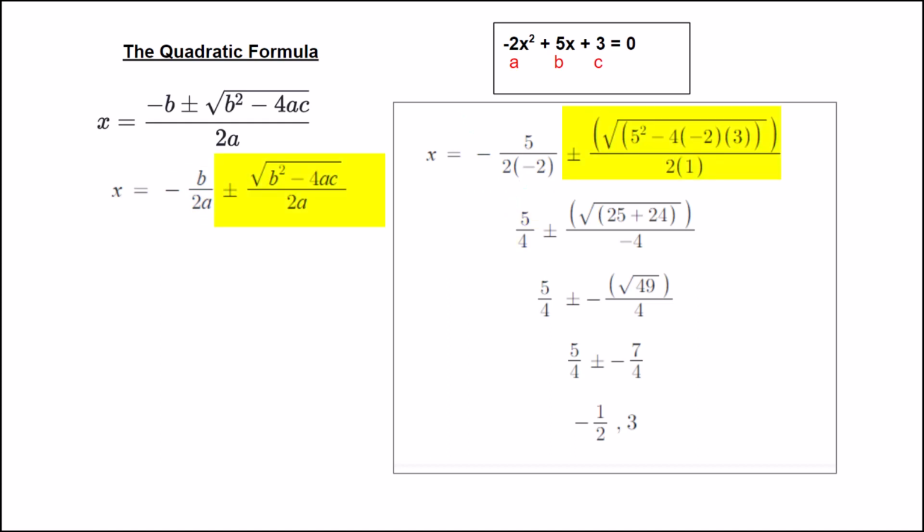Then we have plus or minus the square root of b squared, again b is equal to 5, minus 4 times a being equal to negative 2, times c, which is equal to 3. Then again we have that over 2 times a. So simplifying this out a bit, we have 5 over 4 plus or minus the square root of 25 plus 24, since negative 4 times negative 2 times 3 is equal to 24, over negative 4. 25 plus 24 is equal to 49, and we know the square root of 49 is 7. So the second term becomes negative 7 over 4.